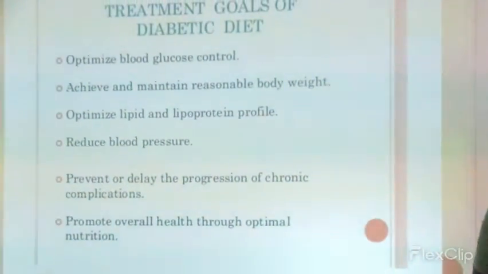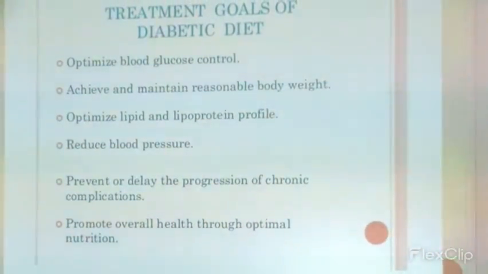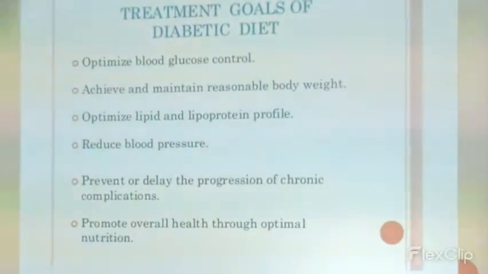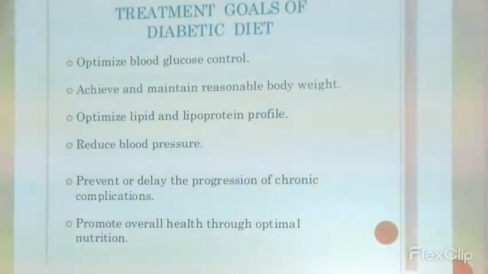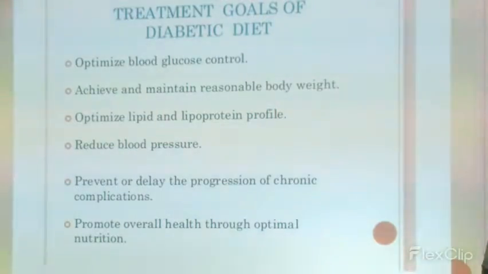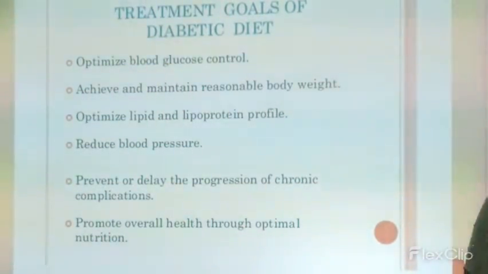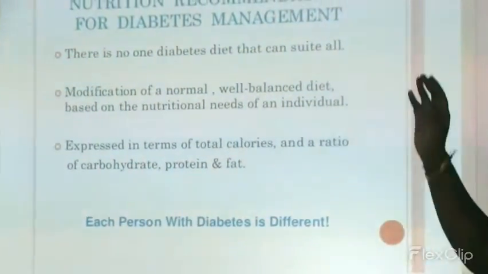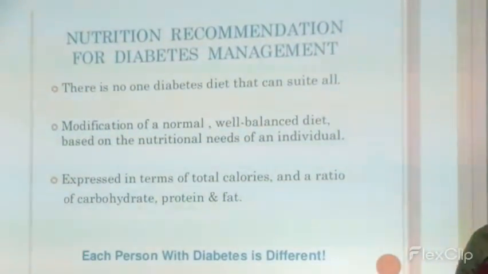Optimize the blood glucose control to achieve and maintain a reasonable body weight. Optimize the lipid and lipoprotein profile. Reduce the blood pressure to prevent or delay the progression of chronic complications. Promote overall health through optimal nutrition. So this is the nutrition recommendation for diabetic management.